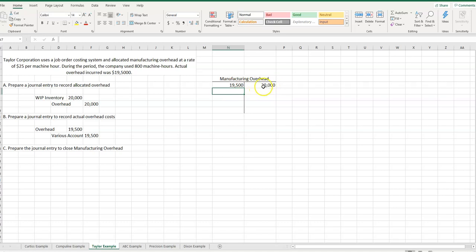So we have a difference of $500 in this account at the end of the period. Our credit side is higher, which means we over-applied or overestimated what our overhead cost was going to be compared to the actual overhead costs. So we're going to write off that amount to close the account. We need to debit overhead for $500 to make that account 0. Our credit is to cost of goods sold. So we write off that overhead amount at the end of the period to cost of goods sold when we're closing our accounts at the end of the month. Those are journal entries related to overhead.